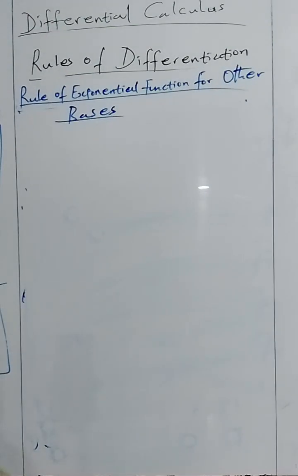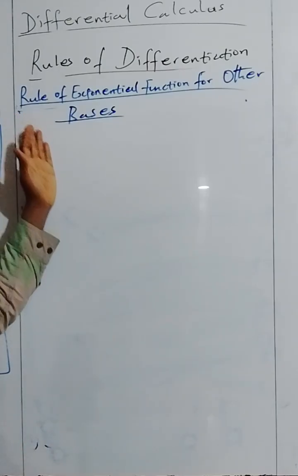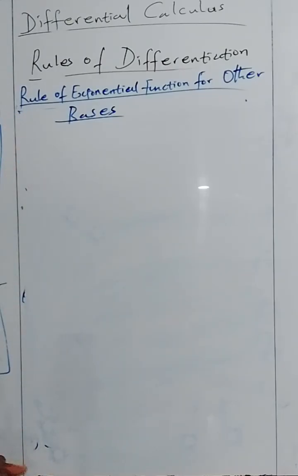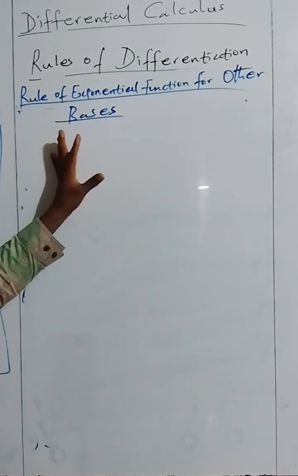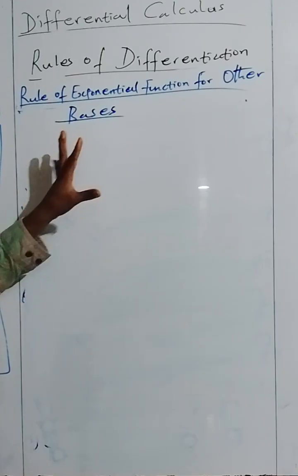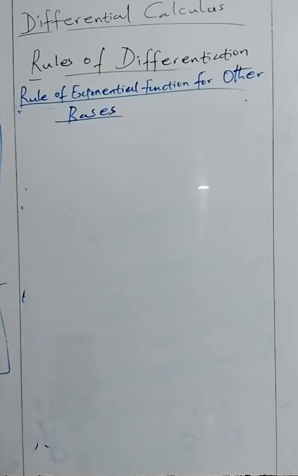So we are still on rules of differentiation. In this class, I'll be showing you the rule of exponential functions for bases other than the natural base. In our previous class, we discussed the rule of the natural exponential function. Here we're talking about other bases apart from the natural exponential function.